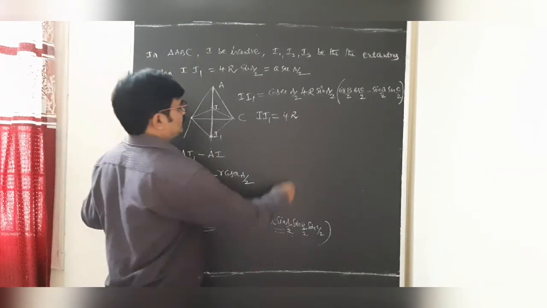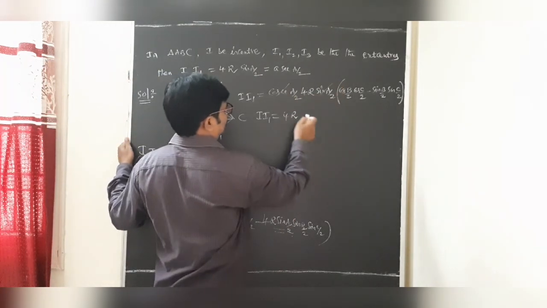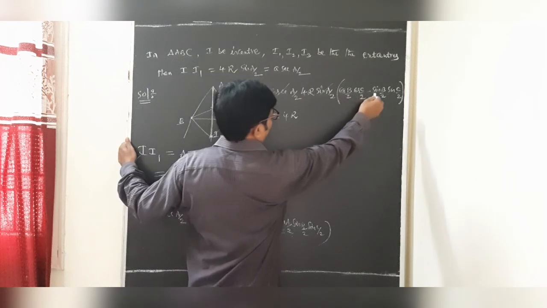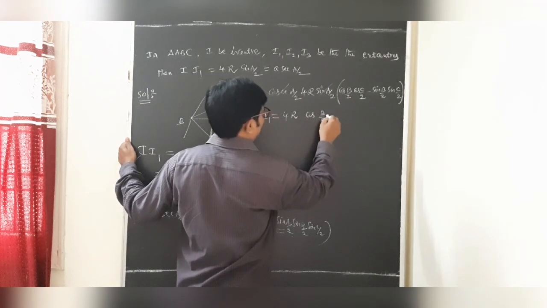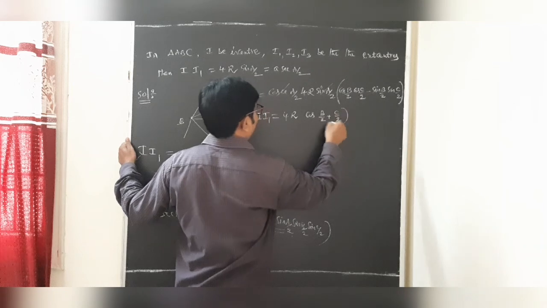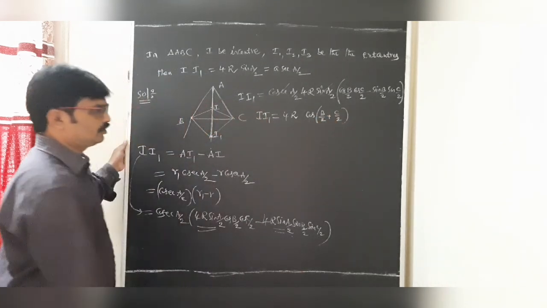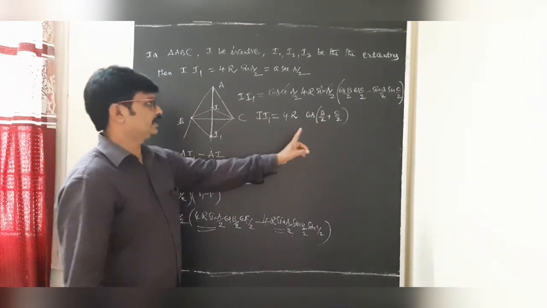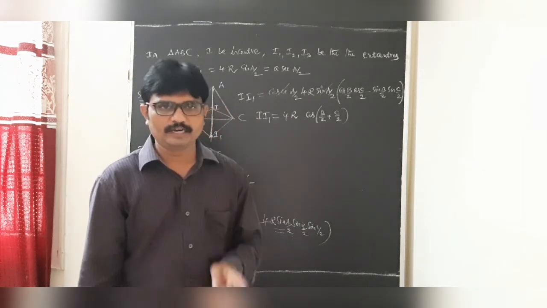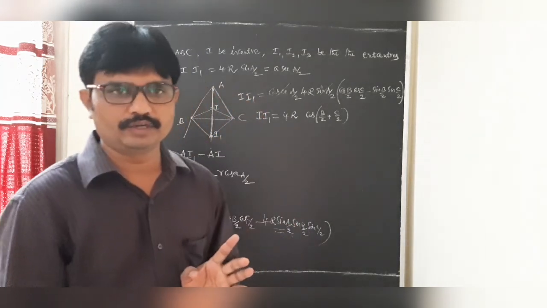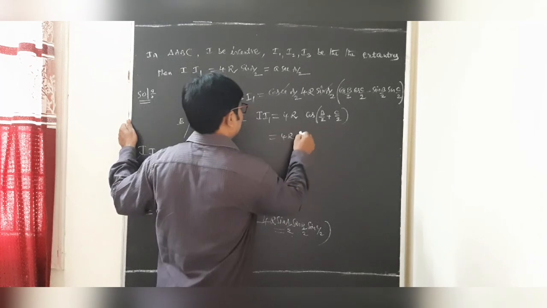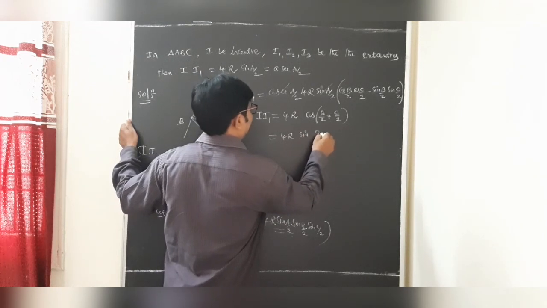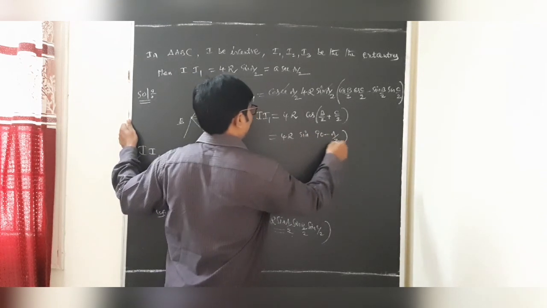My dear students, these two are cancelled. This is cos A cos B minus sin A sin B, which is cos of A plus B. That is B by 2 plus C by 2. So students, what we observed here is that the sum of the angles is 180 degrees, so A by 2 plus B by 2 plus C by 2 equals 90. So this is 4R sin of 90 minus A by 2.